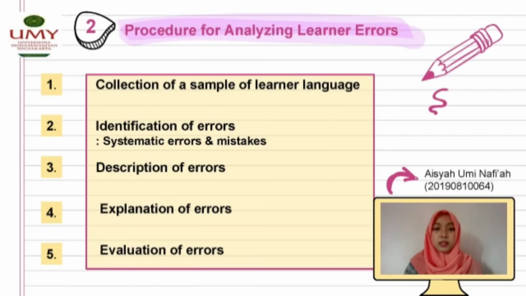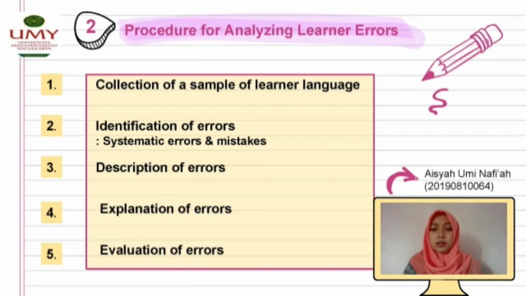The third is description of errors. It's usually classified by language level, general linguistic, or more specific linguistic elements. The fourth is explanation of errors. This could be said to be the most important step.